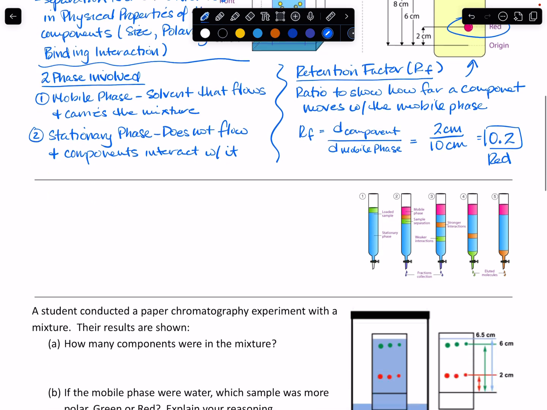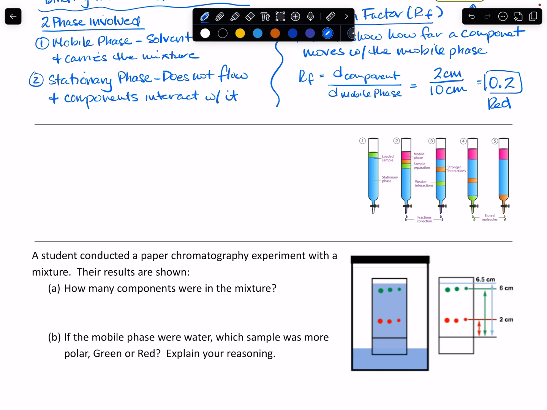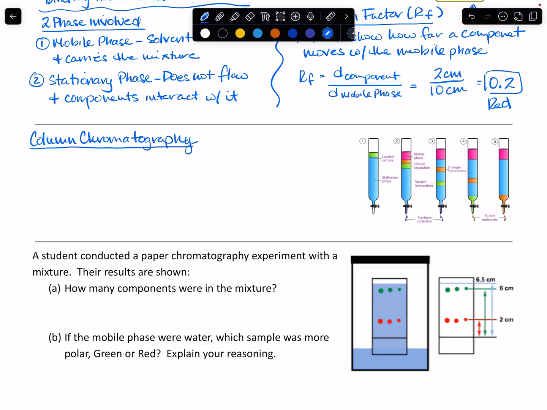But there is another technique that is very handy. I'm going to very briefly talk about it. I have a picture shown here. This is called column chromatography. If you do any sort of organic chemistry or biochemistry, column chromatography is your friend. In this case, instead of having a flat two-dimensional piece of paper that we're allowing our particles to move through, we're going to have a column packed with our stationary phase.